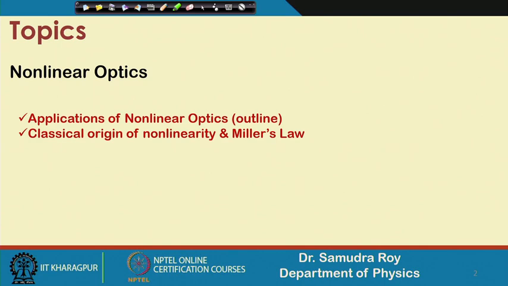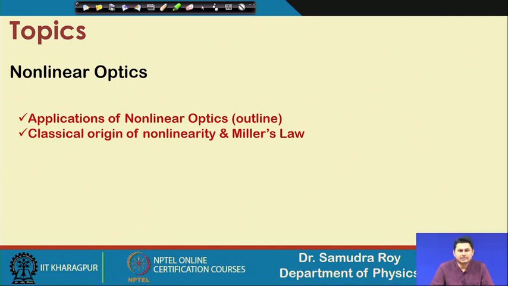So, today we will very briefly say something about the applications of nonlinear optics. There are vast applications, but I will try to make it as concise as possible. We will discuss this in our future classes. And then the classical origin of nonlinearity and Miller's law will be our goal. But this may not be covered in a single class. Maybe in the next class also we will do part 2 of that. So, let us start with the applications of nonlinear optics.